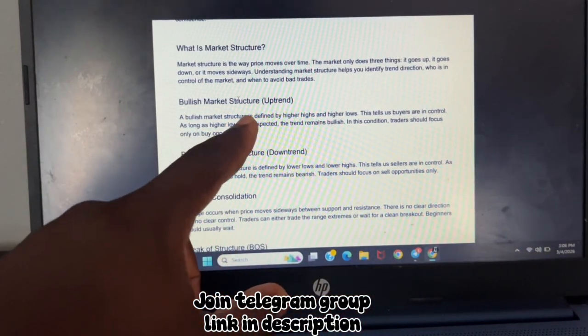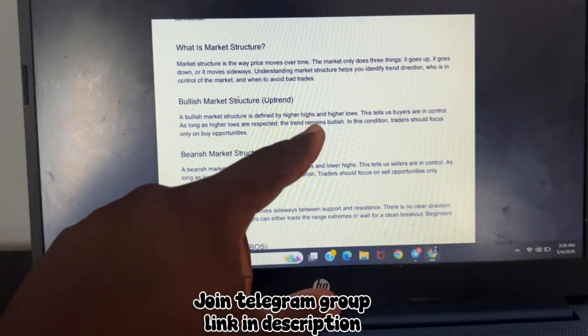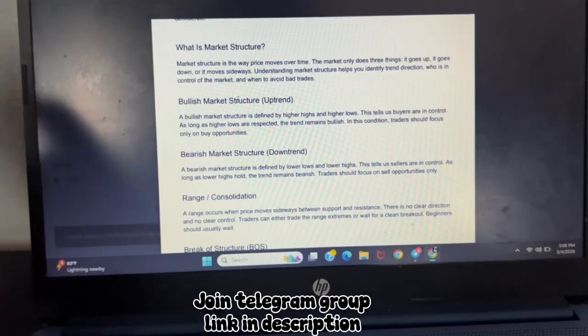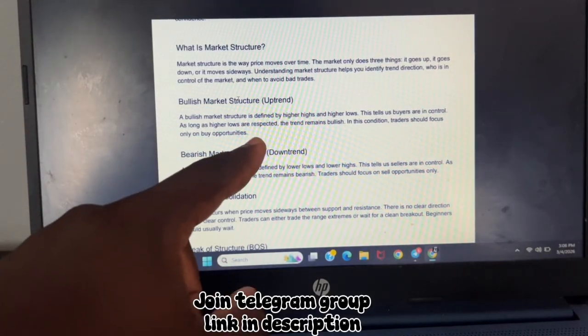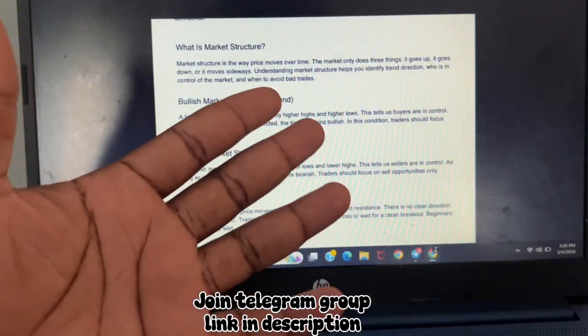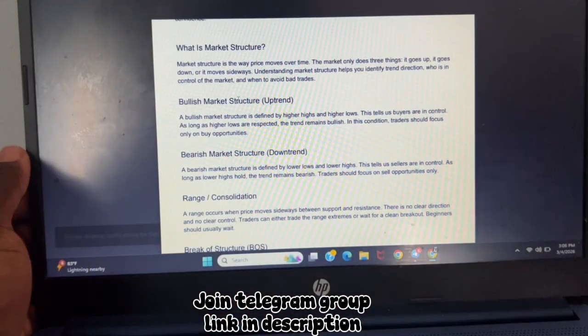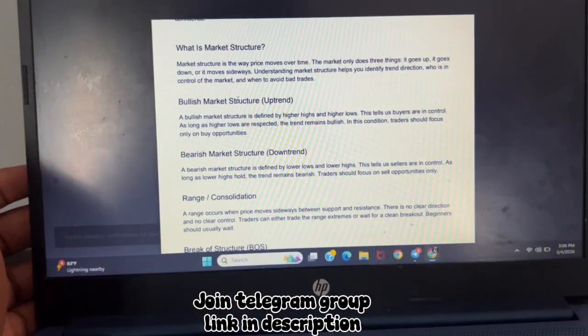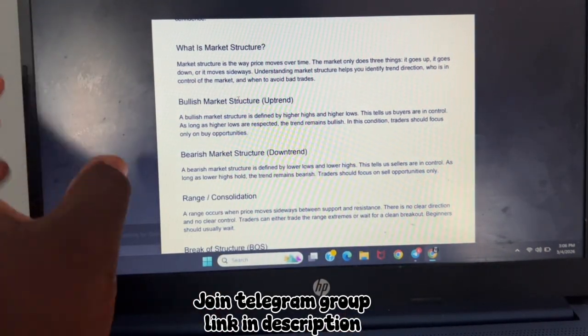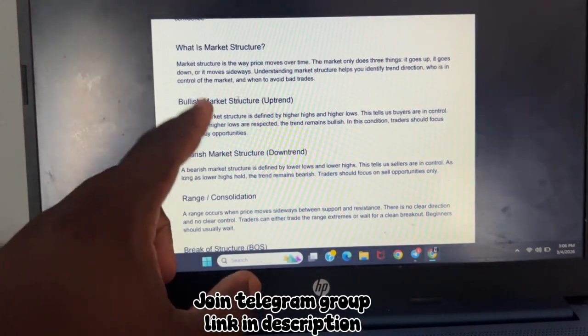Bullish market structure, uptrend. A bullish market structure is defined by higher highs and higher lows. This tells us that buyers are in control. As long as the higher highs are respected, the trend remains bullish. In this condition, traders should focus only on buy opportunities. So let me show you an example of a bullish trend.